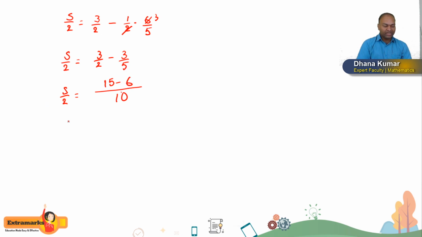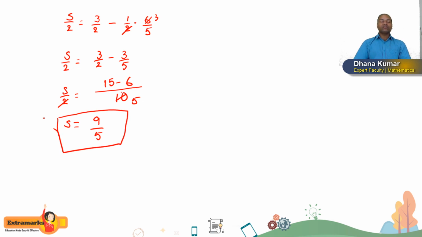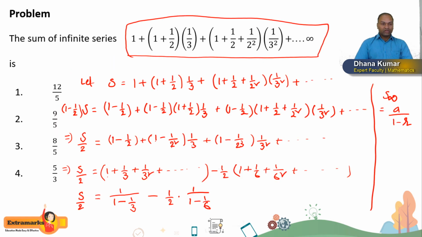So S by 2 is equal to, here I think cancellation is possible on both sides. 2 ones are 2, 2 fives are 10. So S is equal to 15 minus 6, 9, 9 by 5. S is equal to how much? 9 by 5. That is the answer for the given question. So 9 by 5, the second option is correct. Understood? Right. So in the next class, I will explain with some other topic. Thank you.